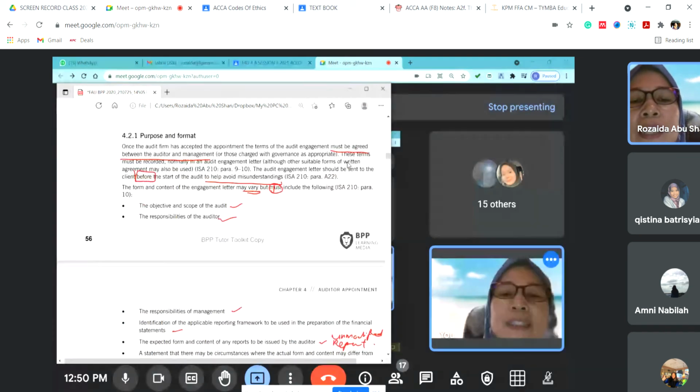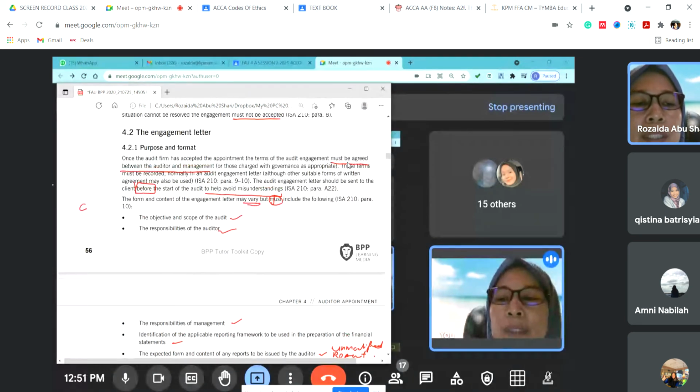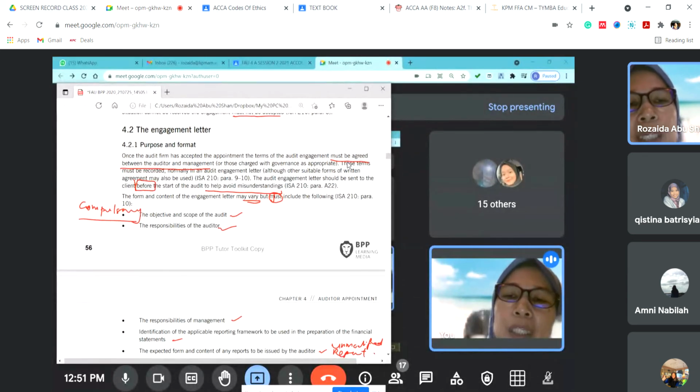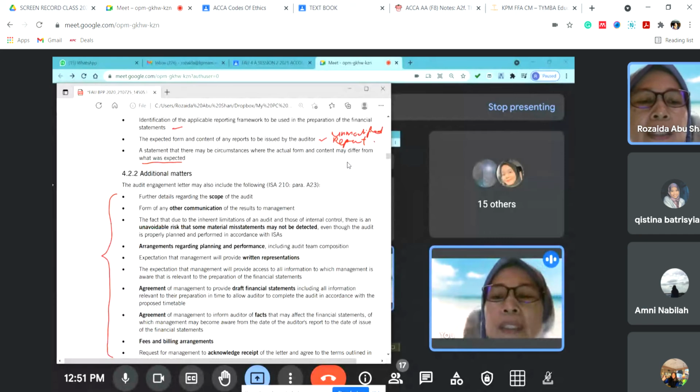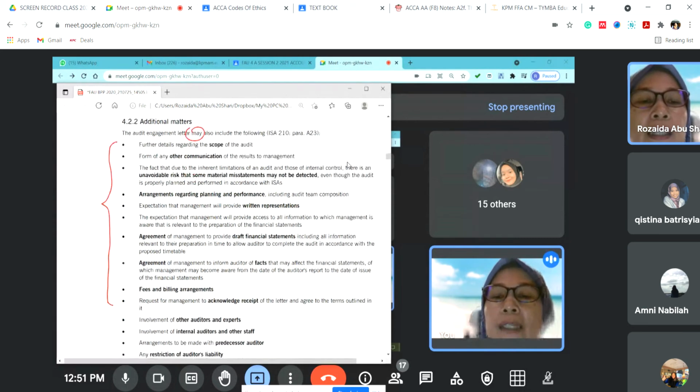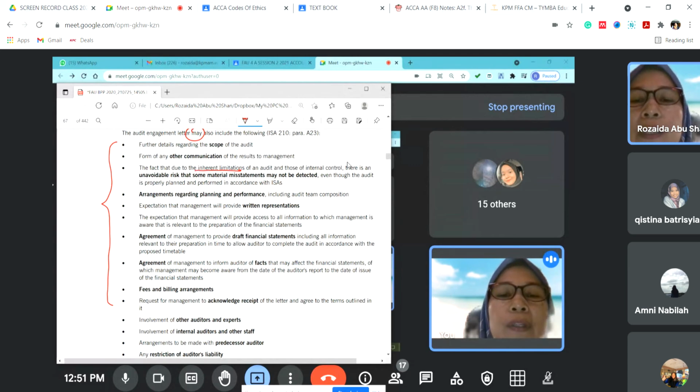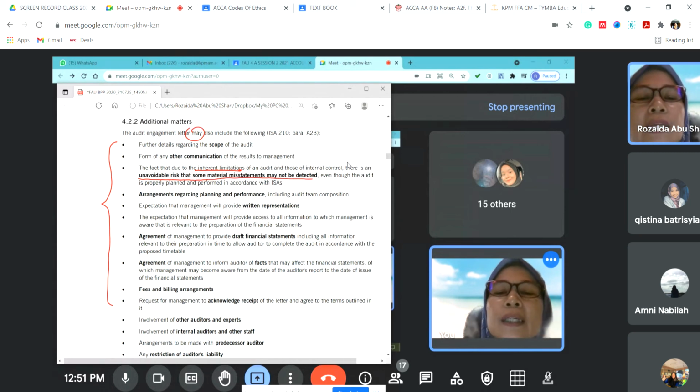So that is a must. So there are two: one is compulsory, this is mandatory, you have to put it in the letter of engagement, and this other one is optional. Okay, additional matters. The audit engagement letter may include them. Just now was must, this is may. Further detail regarding the scope, any other communication, and the fact that due to the inherent limitations of an audit and of internal control, there is an unavoidable risk that some material misstatement may not be detected, even though the audit is properly planned and performed in accordance with the ISA.